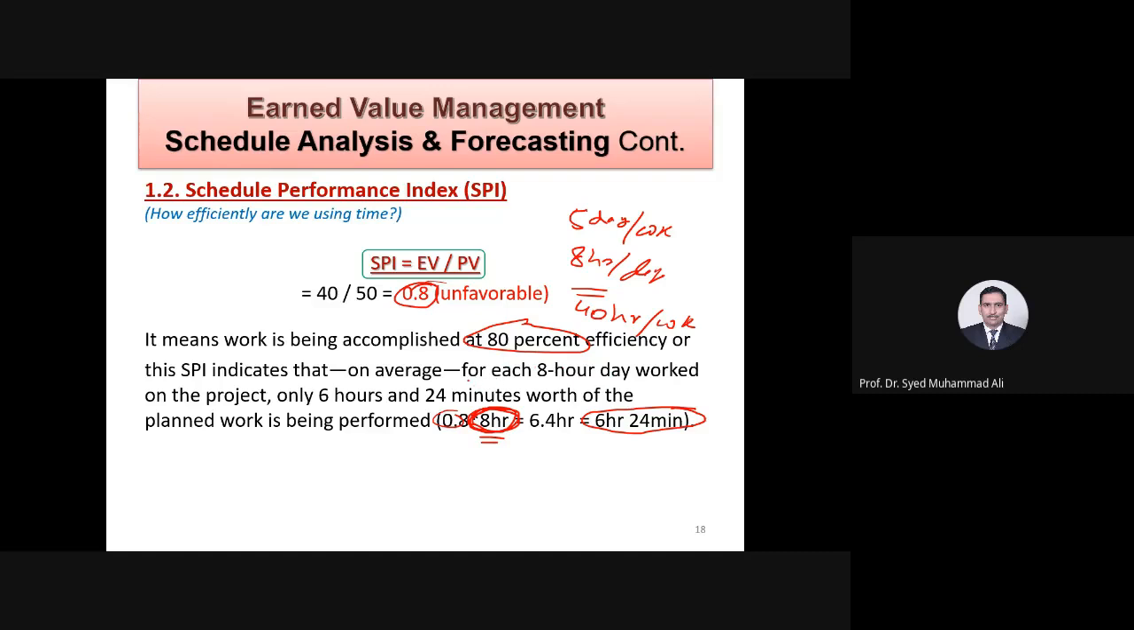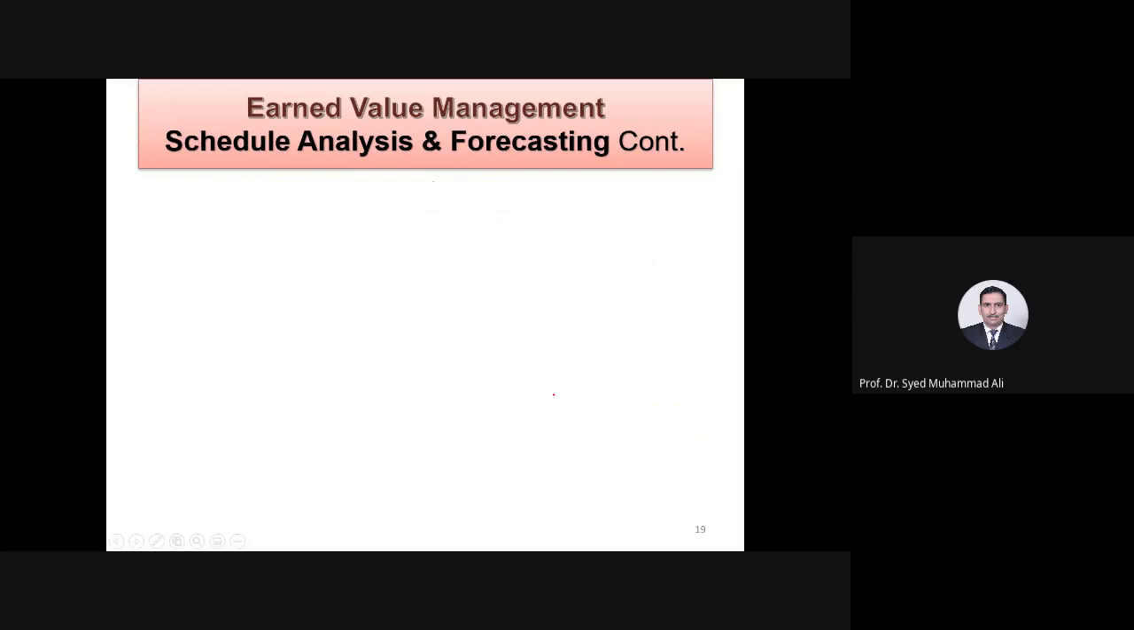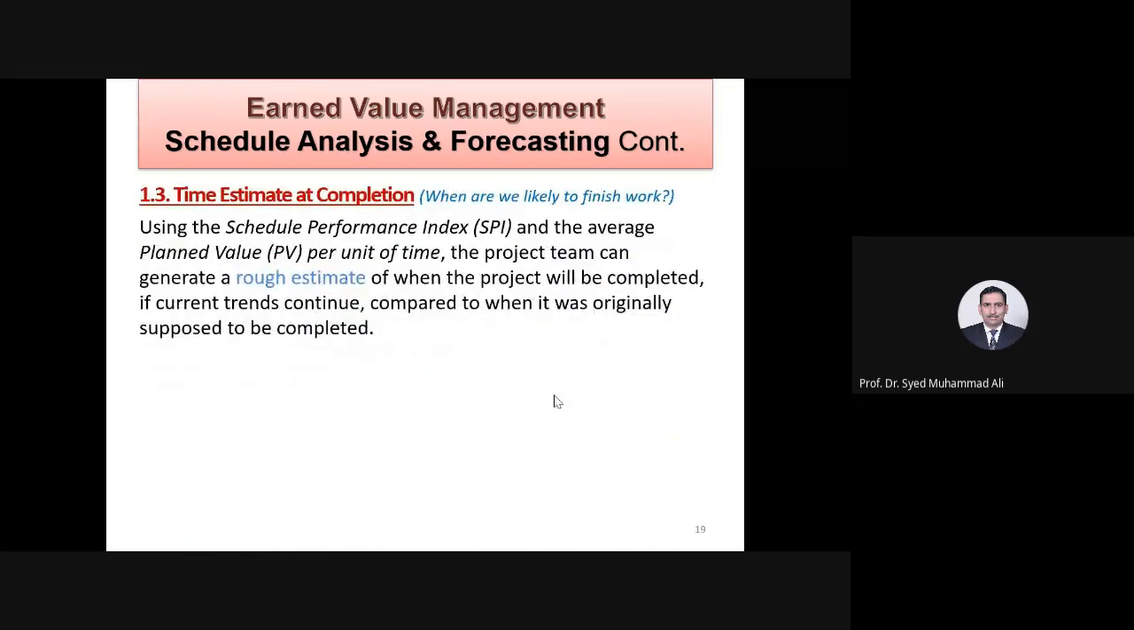The rest of the 1 hour and how much? 36 minutes are being sort of wasted or unutilized. That is your efficiency, and it is unfavorable. By the way, it can be a debate what this efficiency should be in a typical project, but forget about that for now. The point is, this is an indicator showing you that you are falling behind.